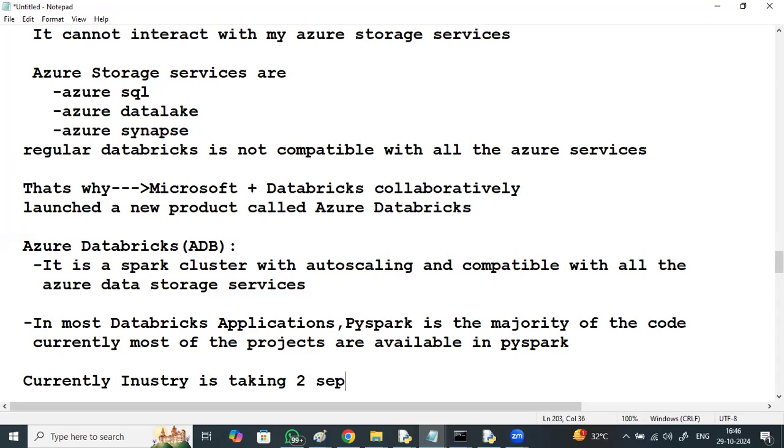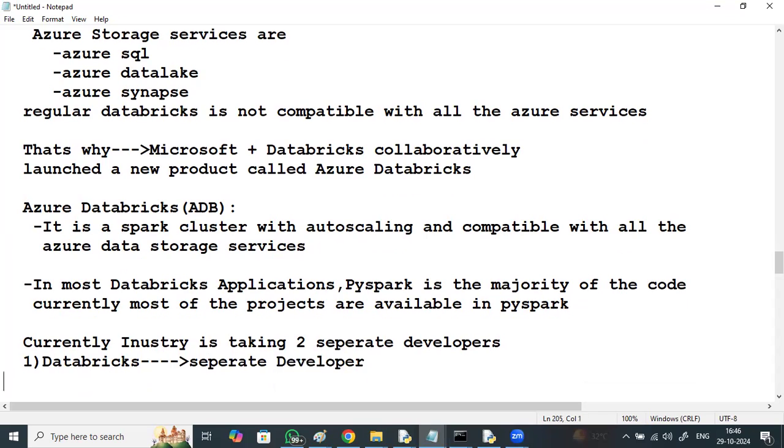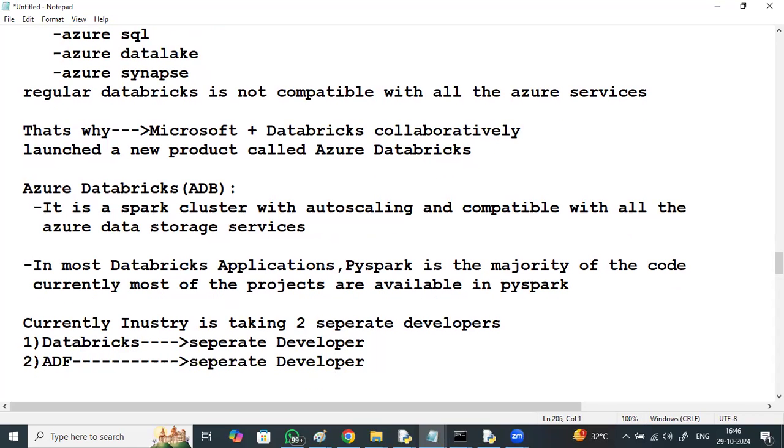two separate developers. One is for Databricks, a separate developer, right? And for ADF, Azure Data Factory, a separate developer, right? Yes. But in the future, you need to have the knowledge in both. Initially, you can get into the company with any of these.